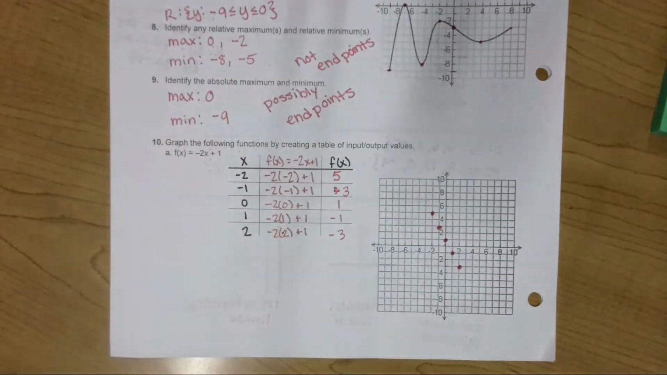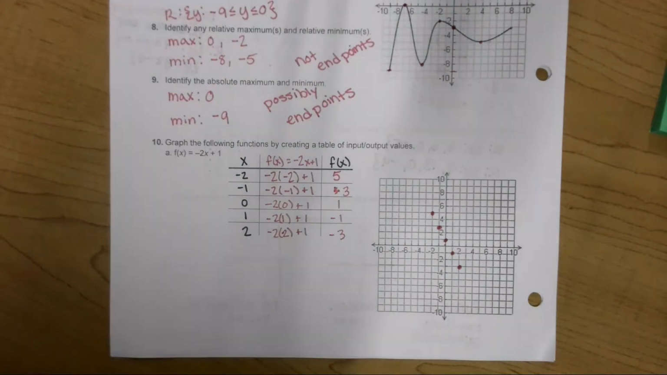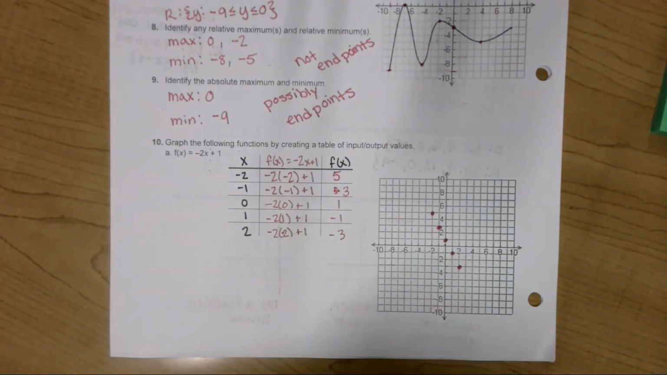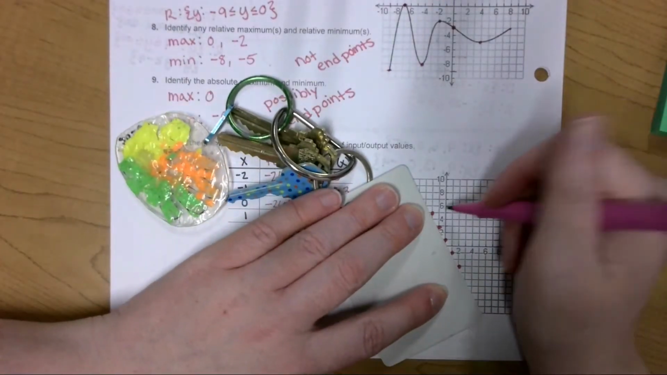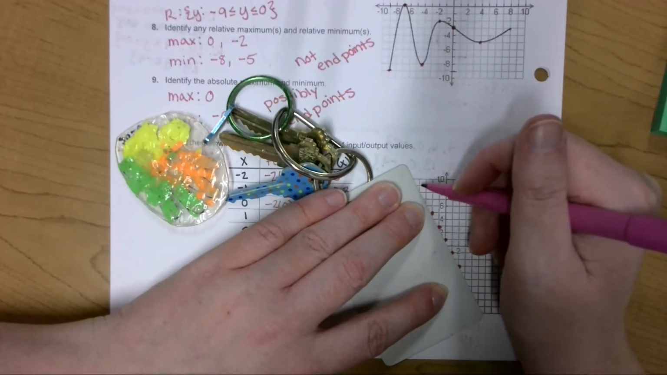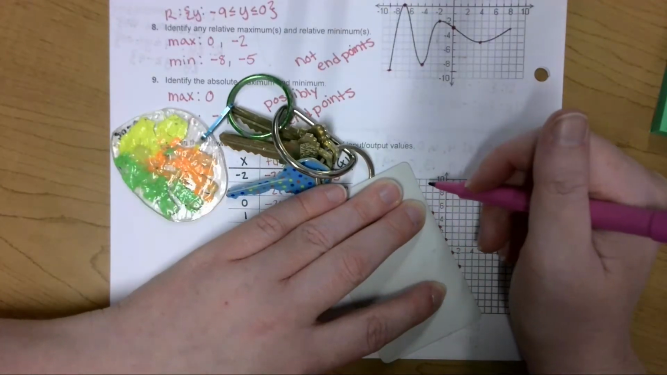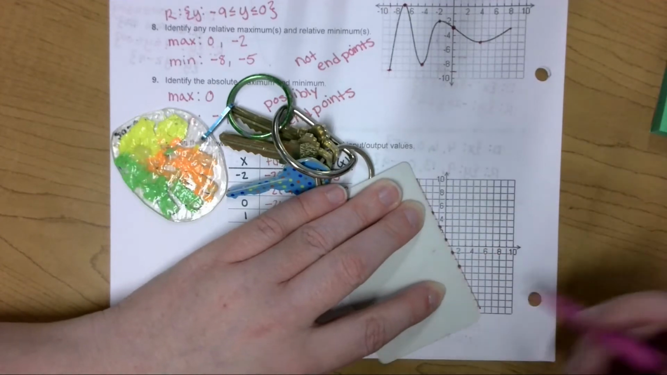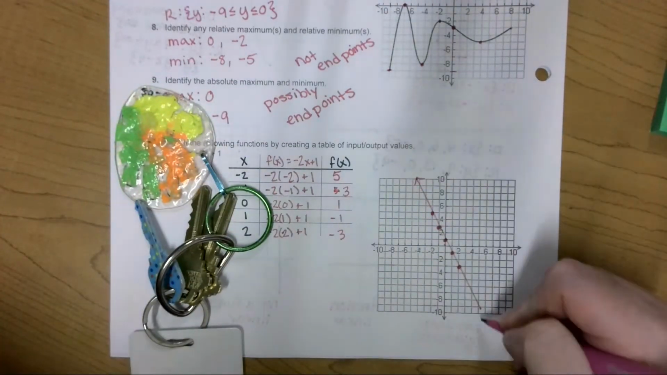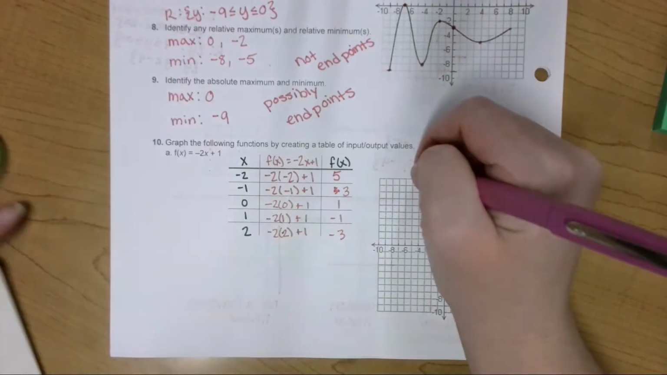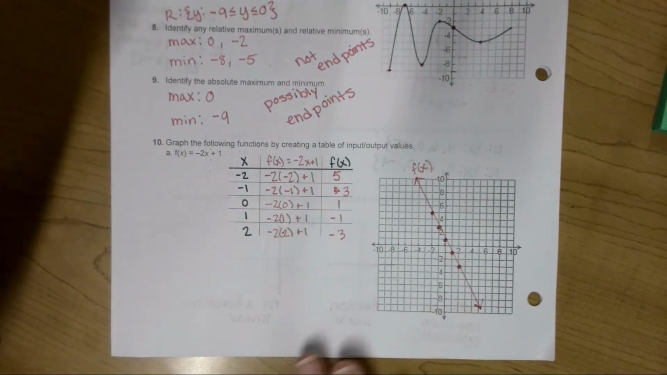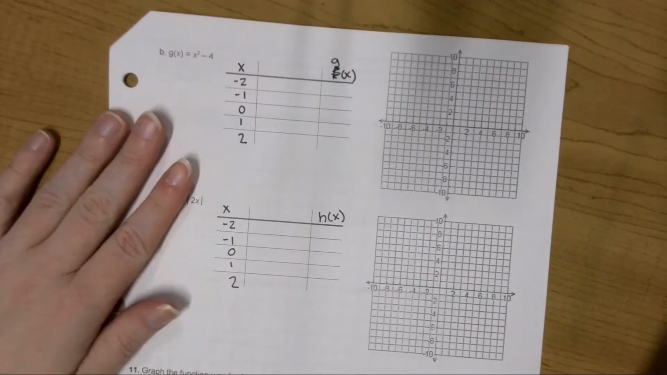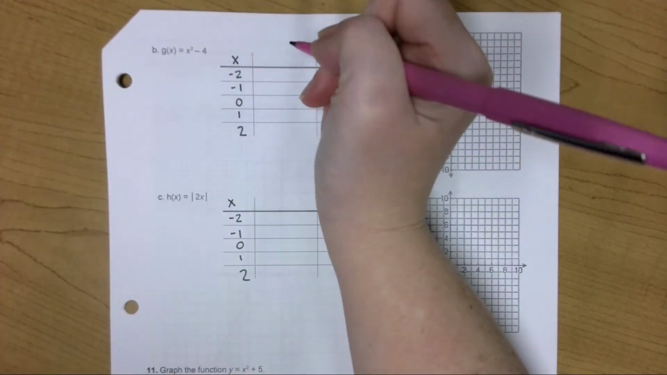And then you can see it is going to be a straight line. It is going to have a slope of negative 2. I'll use my ID as a straight edge. And there we go. And there is f of x. Okay, so we're going to turn over to the next page. And we're going to do the same thing, just for different functions.